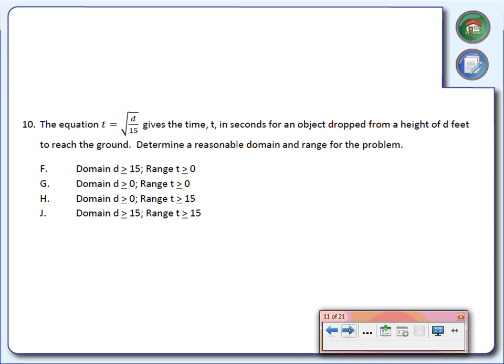All right, number 10, you're asked to find the domain and range, given the equation t is equal to the square root of d over 15. The easiest way is just to go ahead and graph this. Of course, when we graph it, put it in our calculator, we don't have d, we have x. So we're going to type in the square root of x over 15. We'll graph it, and then we'll determine what the domain and range is from the graph itself.